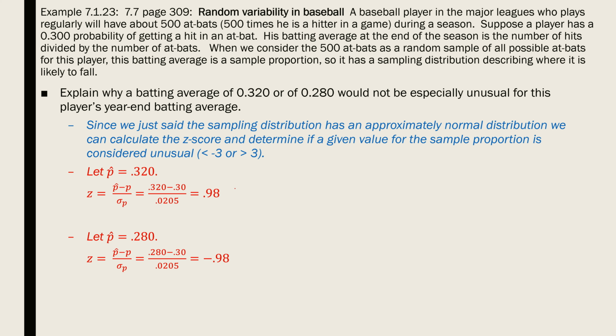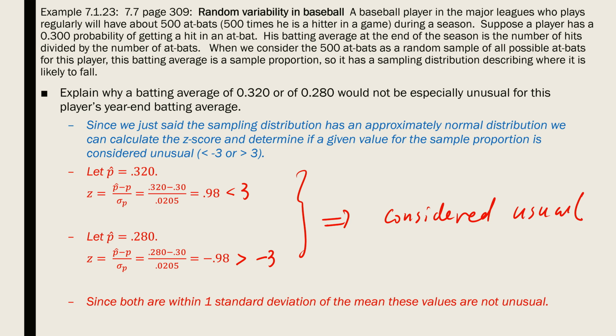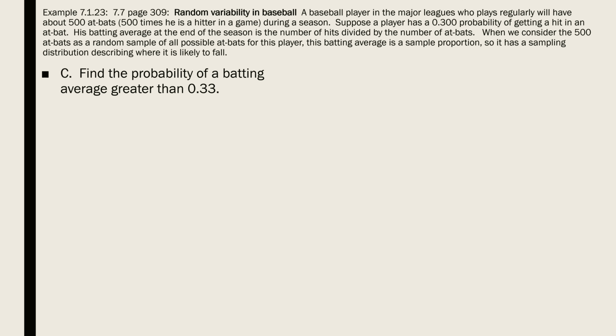So this one is smaller than +3. This one is larger than -3. And both are considered usual. Or in other words, since both are within one standard deviation of the mean, these values are not unusual.